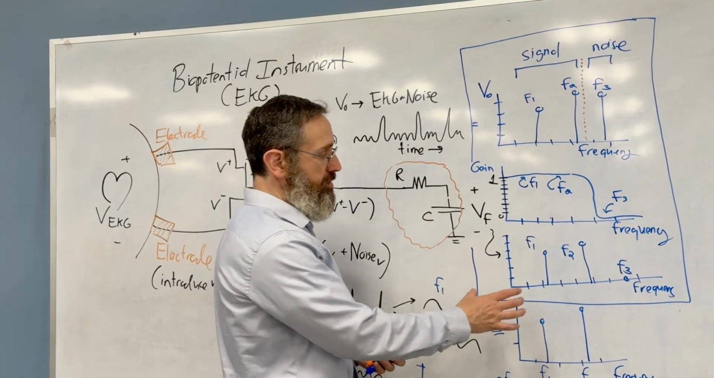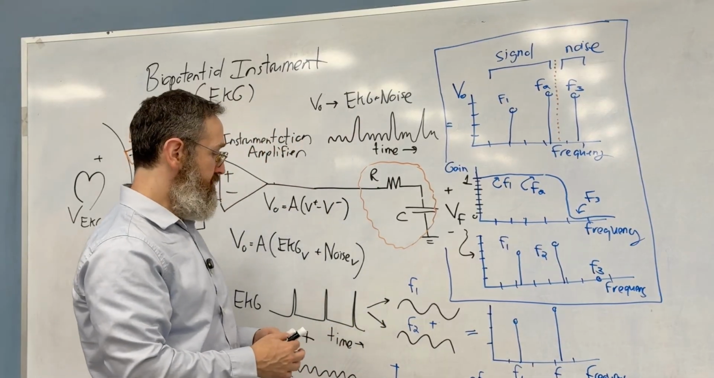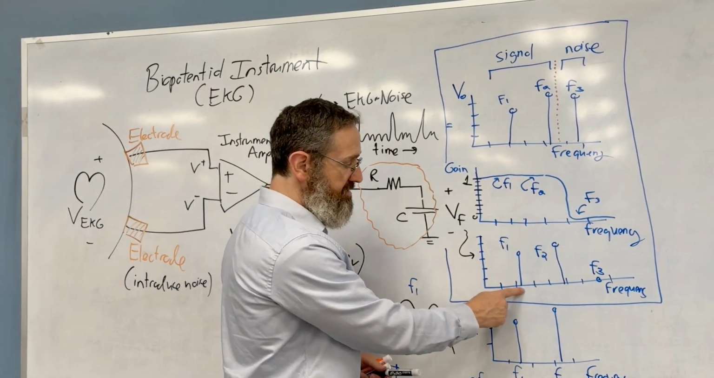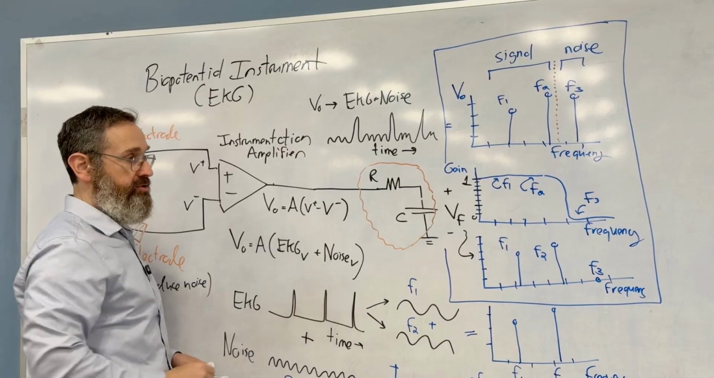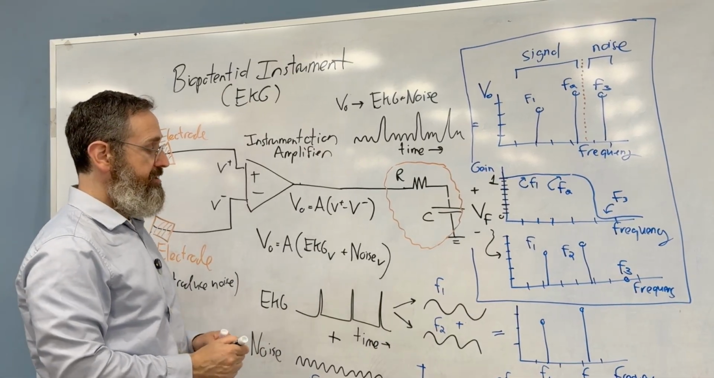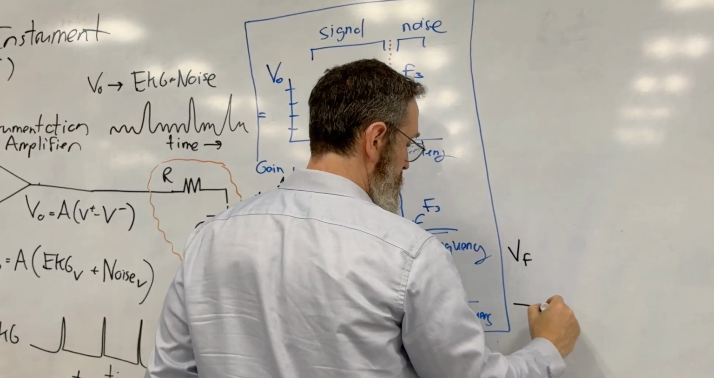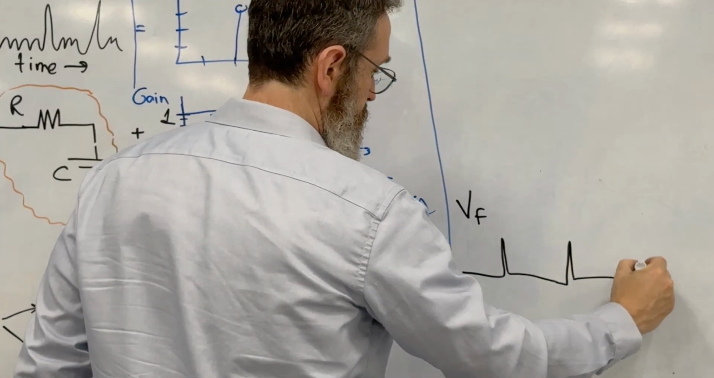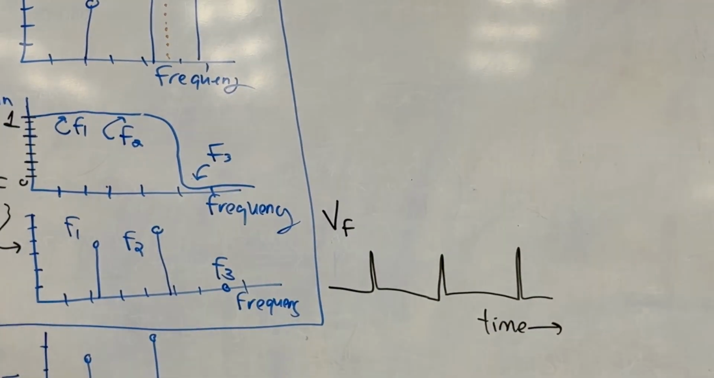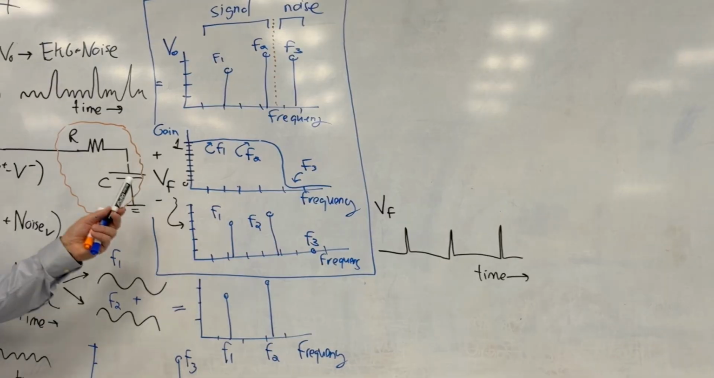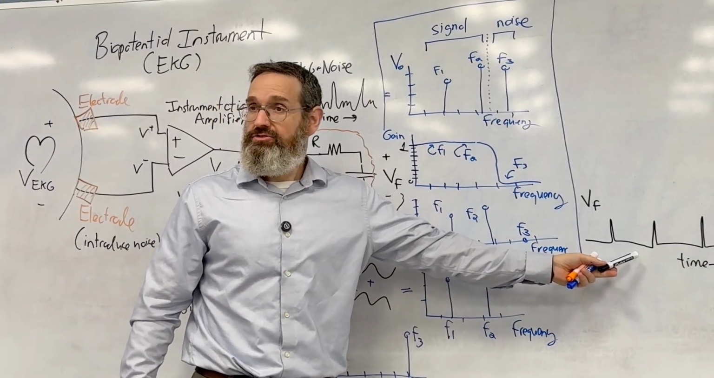Now, this is there for the output, but it's the output in the frequency domain. What does this correspond to in terms of the time domain? Well, if I take these sinusoids and add them together, I get my original signal. So that is why in this case, V sub f in the time domain is now a clean signal, which is what I wanted, right? That's what I wanted to come out of my instrument. I didn't want this to come out of my instrument. I wanted this to come out of my instrument.